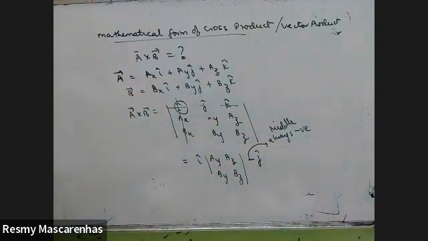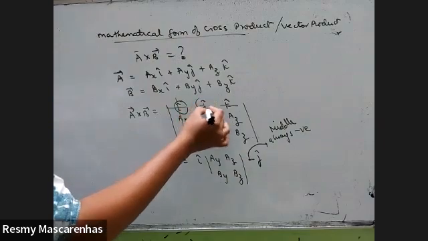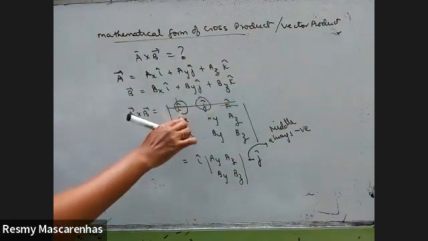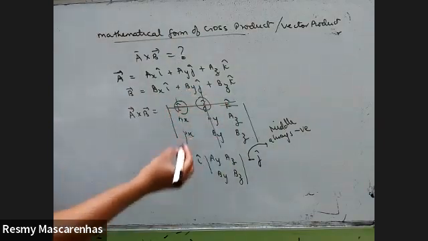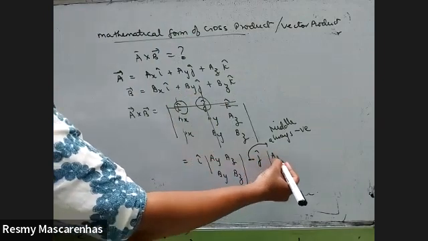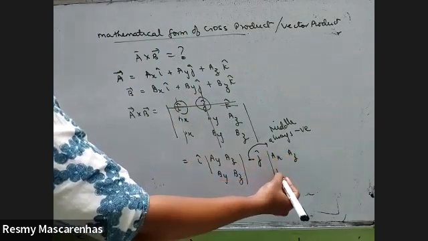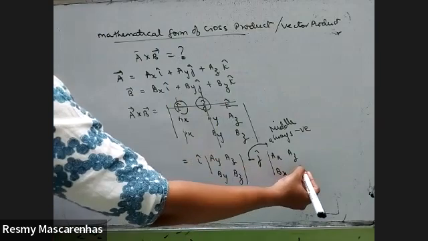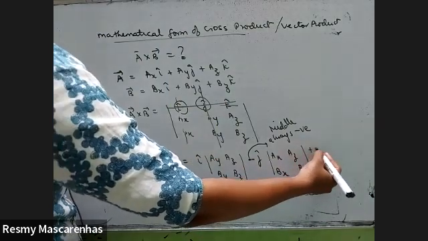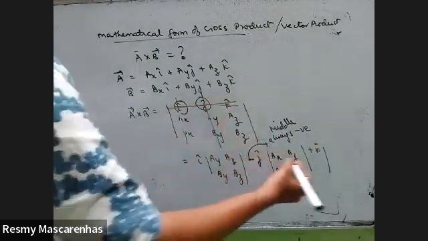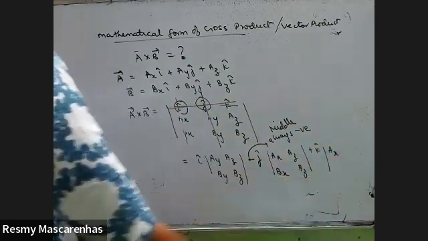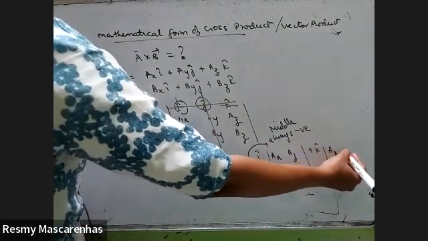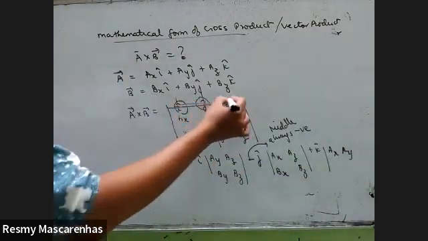J will always be negative. Now take J, close the row of J and close the column of J. What is left? You write. Then you have to write K. Close AX, AY. K will be this, you have to close.